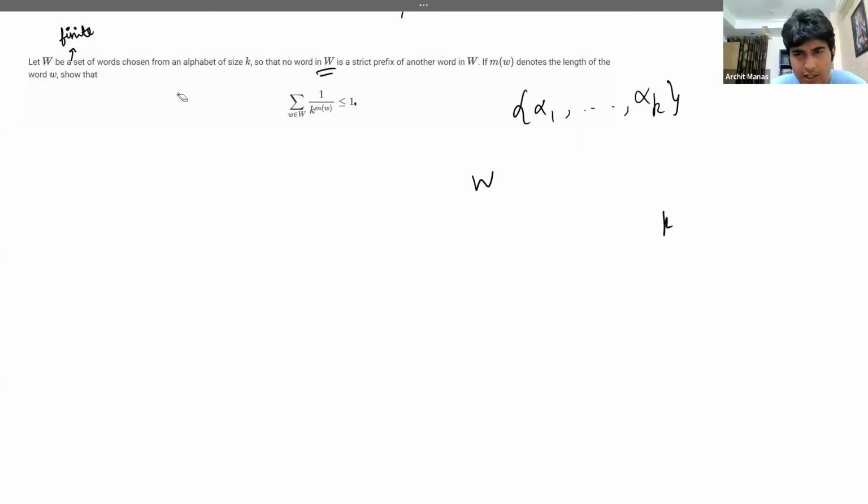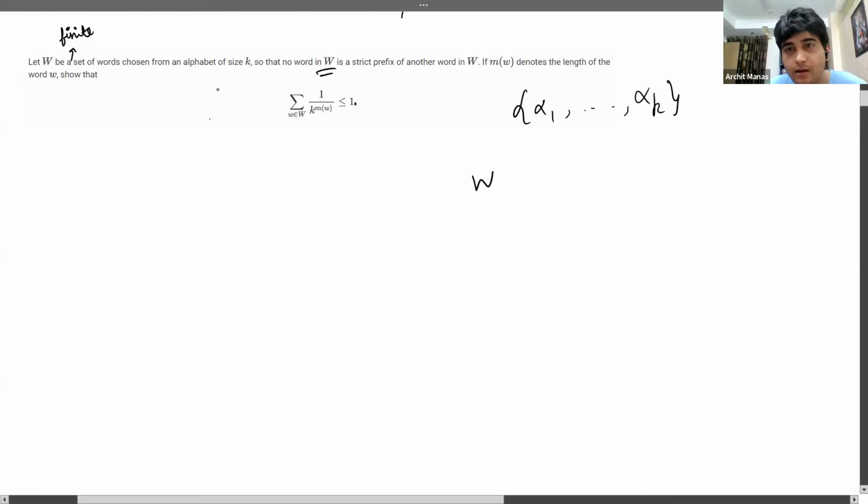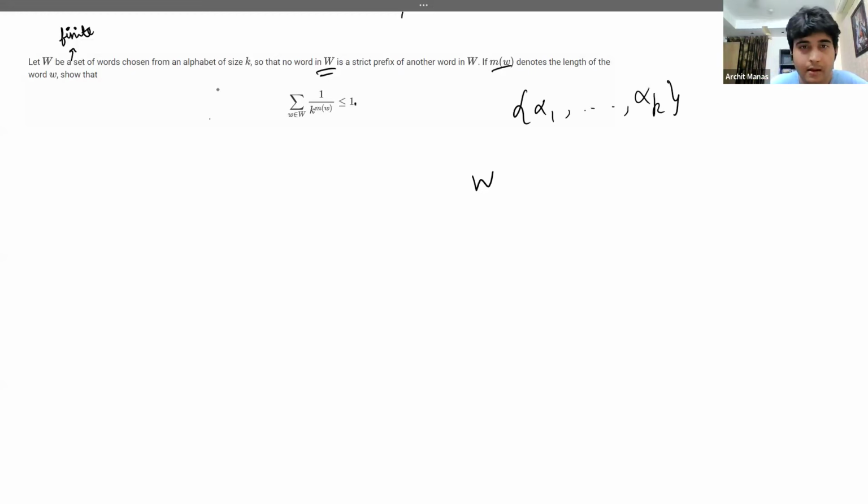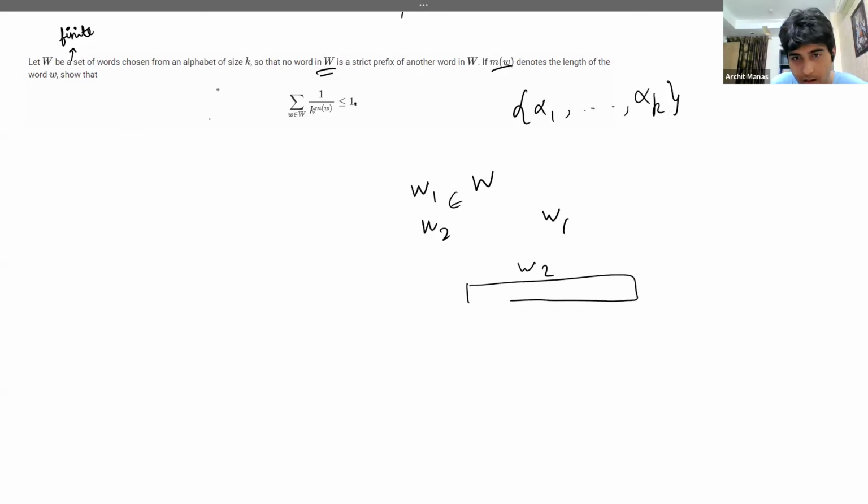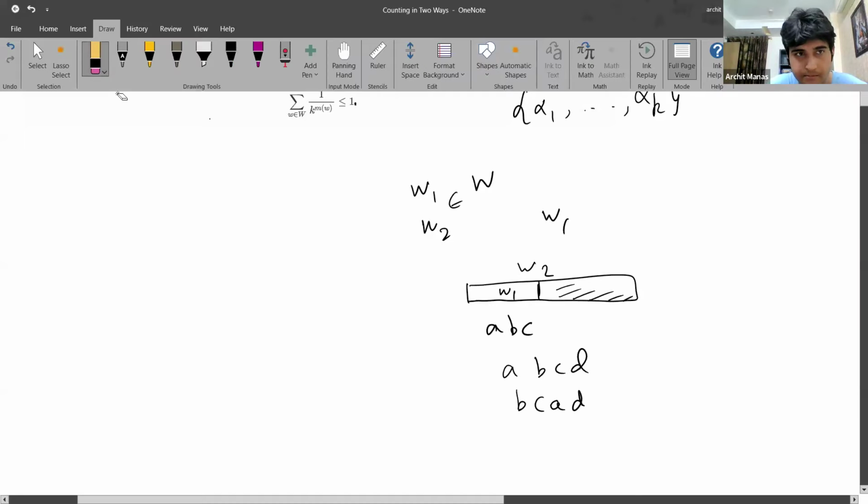You have some words, there's no conditions on their length as such, but it's a finite set of words, right? And m of w denotes the length of the word, which is the number of characters that it has. And you're being told that there are no two words w1 and w2 that are part of W, such that w1 is a strict prefix of w2. What that means is the word w2 looks like w1 followed by some characters. So for example, ABC would be a prefix of ABCD, but it would not be a prefix of BCAD, for example.